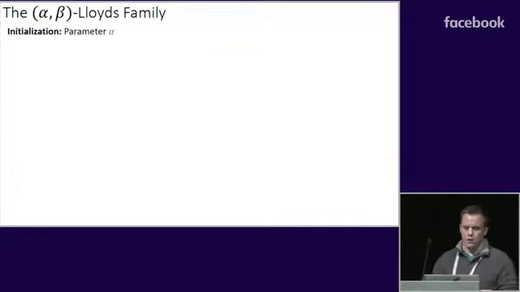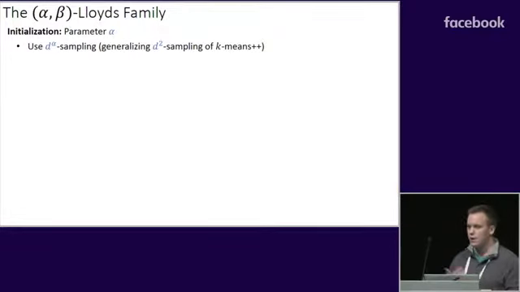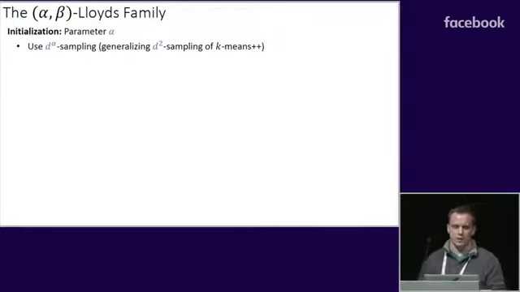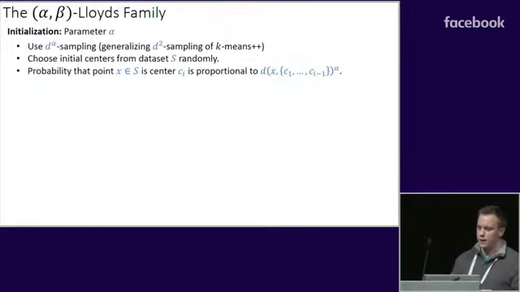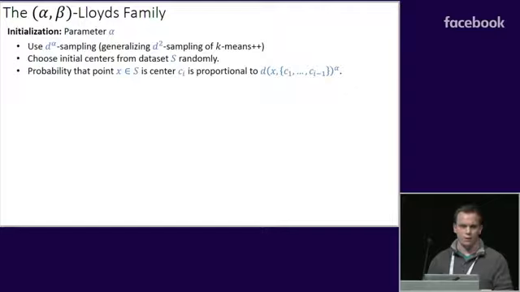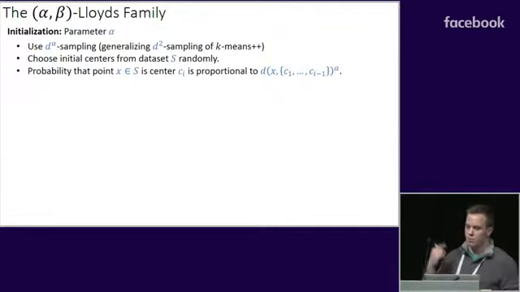For the initialization phase, we have a parameter alpha, and we're going to use d to the alpha sampling to choose the initial centers. This is a generalization of d-squared sampling from k-means++. The way that works is we pick the centers from the data set, and the probability that one point x ends up being the ith center is proportional to its distance to the first i-1 centers raised to the power alpha.